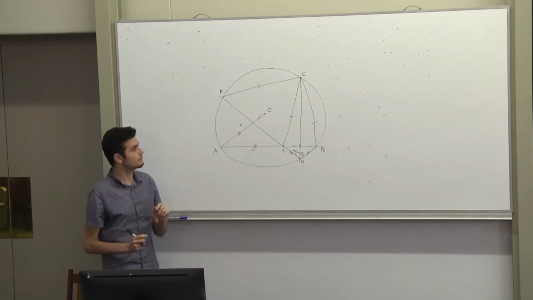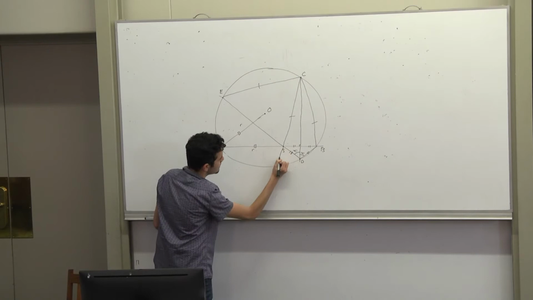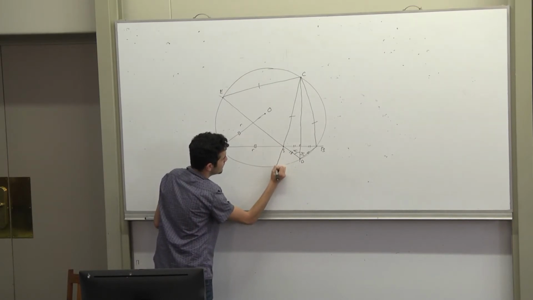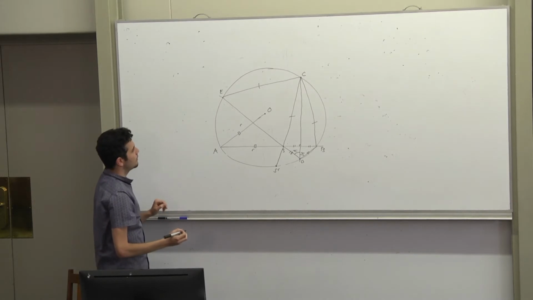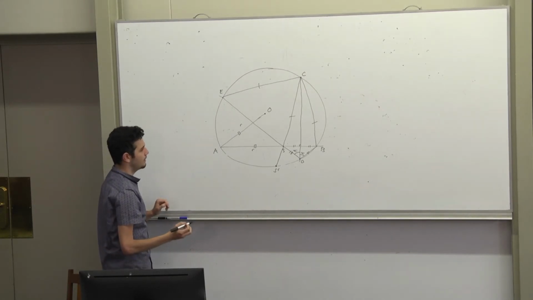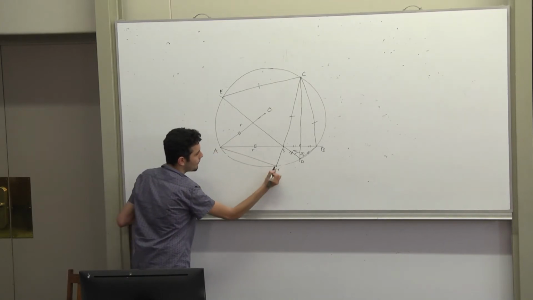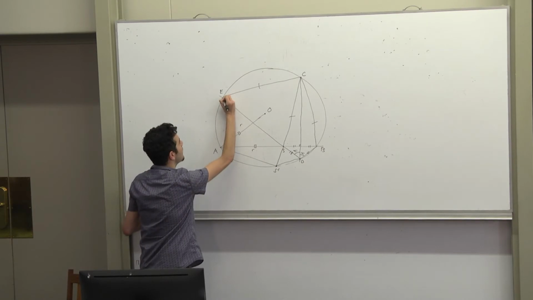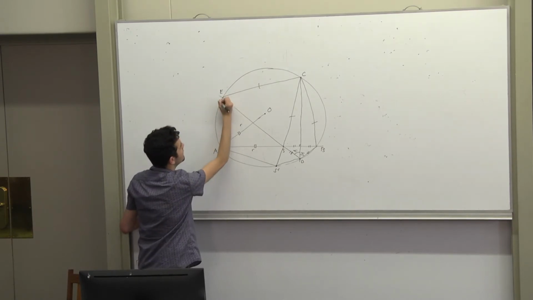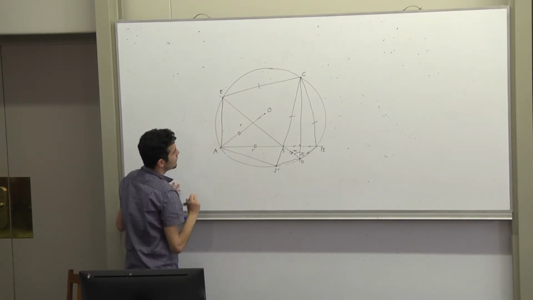The way we're going to go about showing the next bit is we're going to extend CS to the point here, which I will call S prime. And we're going to look at the lines that are created on the circle. And also we're going to look at, I believe, EA. Okay.